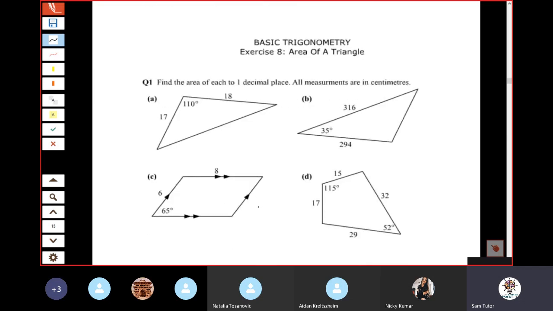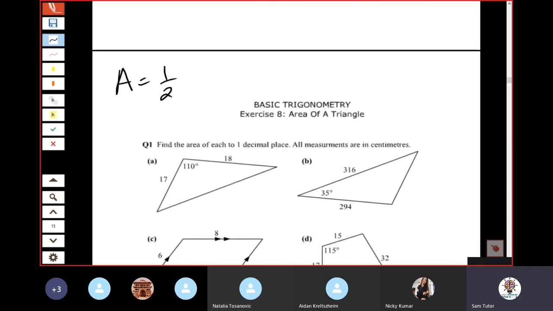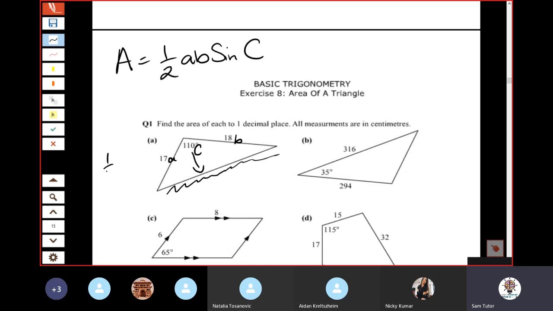And last one, area of a triangle. Area of a triangle, again, it's half AB sine C. Again, this is a side, that's a side, that's an angle opposite the side you don't use. So if that's A and that's B, this must be an angle of a side I don't use, and you can see that. So the answer for this is literally half times 17 times 18 times sine 110.